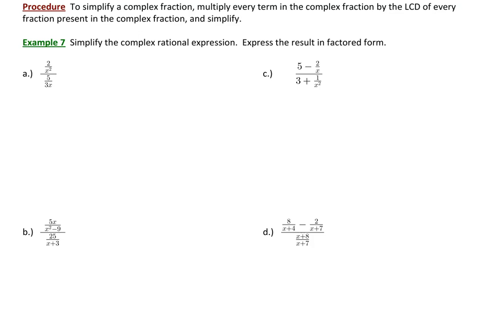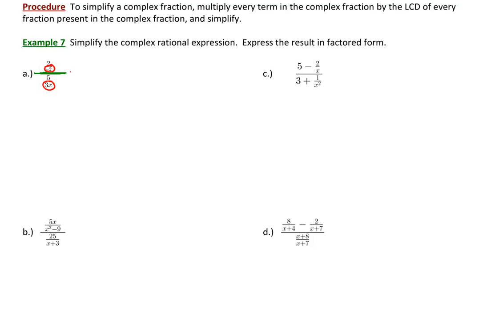So let's give it a try on example 7. We're going to simplify the complex fraction and make sure to express the result in factored form. So on example A, we have a fraction in the numerator and a fraction in the denominator. When you're writing these by hand, sometimes it's easier to make that main fraction bar a little bit longer so you can understand your orientation. So in the numerator, we have a fraction with a denominator of x squared, and in the denominator, we have a denominator of 3x. So we need to find the LCD between those two denominators. The LCD there would be 3 times x squared.